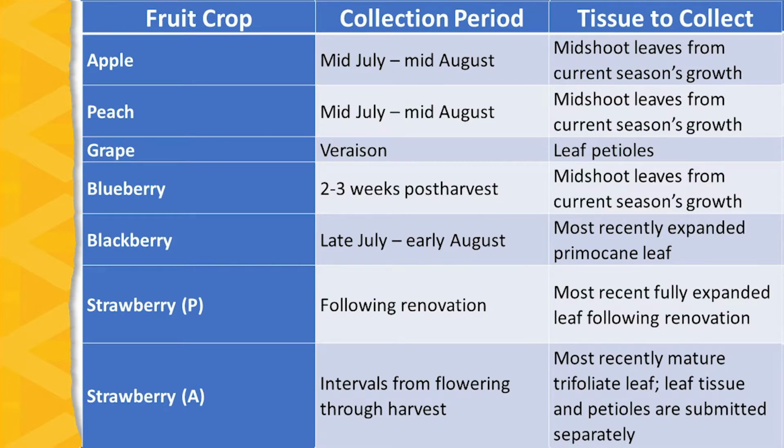Perennial strawberries, we sample following renovation, and the most recently fully expanded trifoliate leaf is collected. And in the case of annual strawberries, most sampling takes place in the spring from flowering through harvest. Frequently, multiple samples are collected, and these samples include the most recently mature trifoliate leaf, and frequently the leaf tissue and the petioles are separated, submitted separately, and analyzed separately.